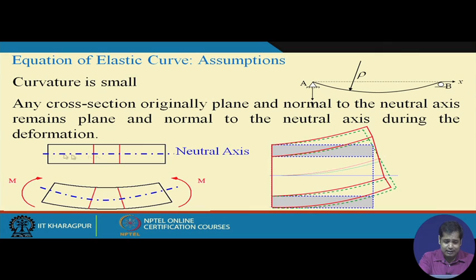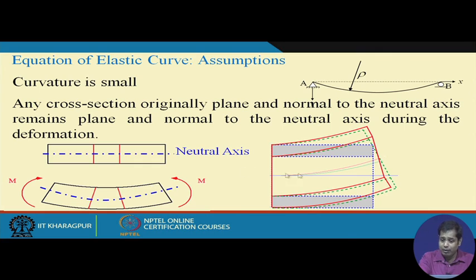Now, this is the centroidal axis or the neutral axis. If we take two sections here and here, which are initially normal to the neutral axis, this angle is 90 degrees, and this is the deflected shape of the neutral axis. The section becomes this in the deformed configuration, and the 90 degree angle is preserved. So it remains normal to the neutral axis at this point.